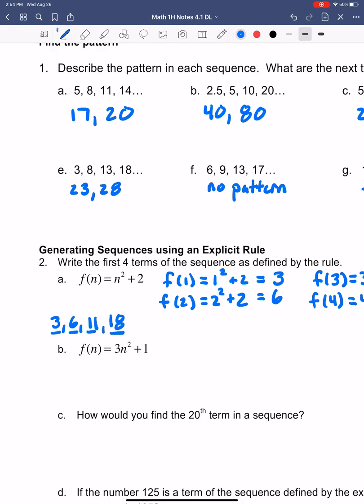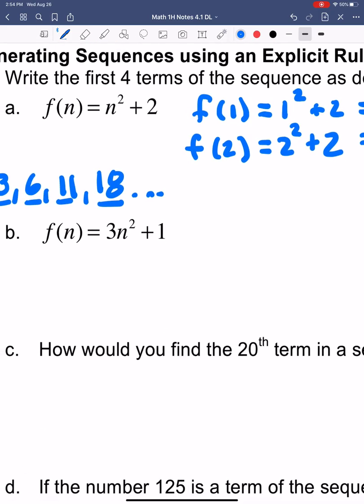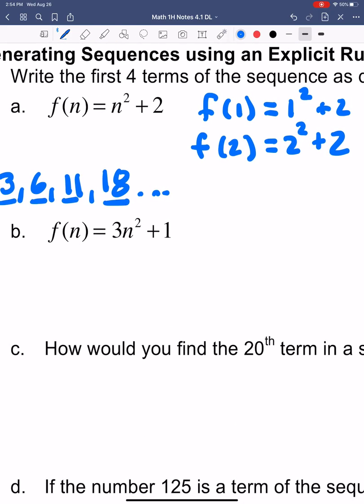So that's 1, 2, 3, 4, right? And this keeps going and going, but it only asks me for the first 4. All right, it's moving on to letter B. Letter B is asking the same thing, but gives me a different rule, a different function. So I'll go ahead and start to plug in here. So f of 1, let's do this. So f of 1 is going to be 3 times 1 squared plus 1.